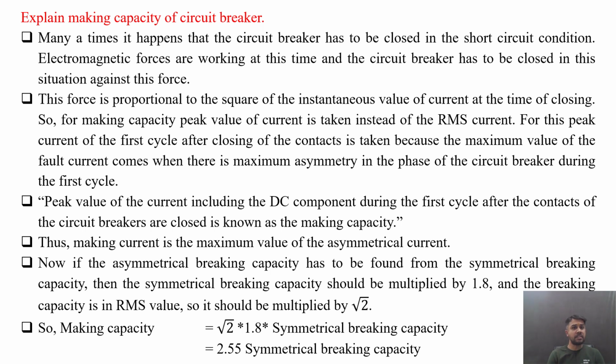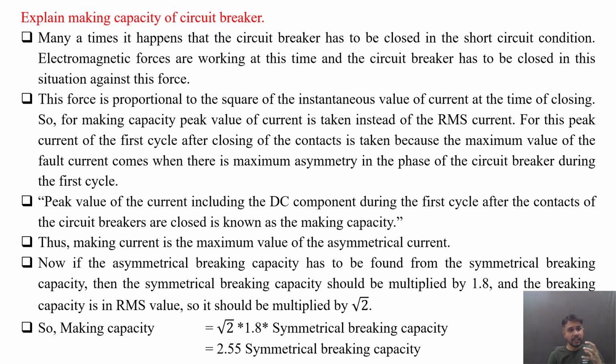Explain the making capacity of a circuit breaker. Many a time it happens that the circuit breaker has to be closed in a short circuit condition. Electromagnetic forces are working at this time, and the breaker contact has to be closed against this type of force. This force is proportional to the square of the instantaneous value of the current at the time of closing. So for making capacity, the peak value of the current is taken instead of the RMS current.